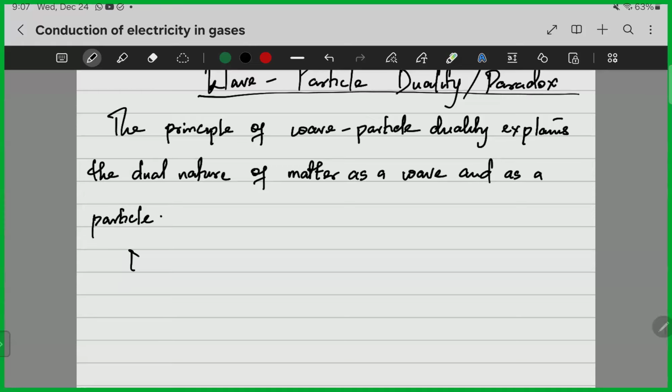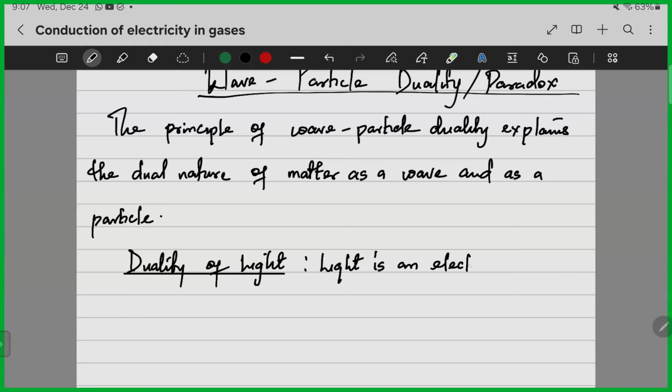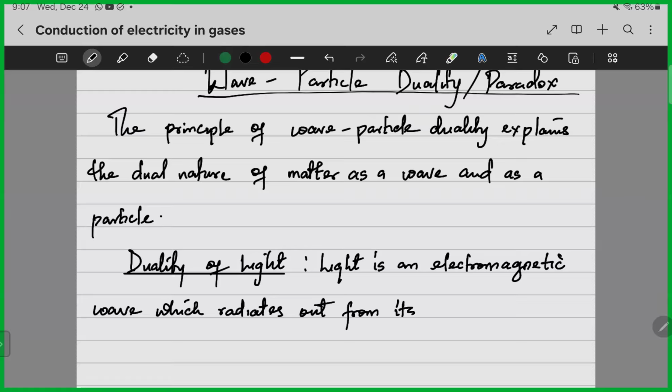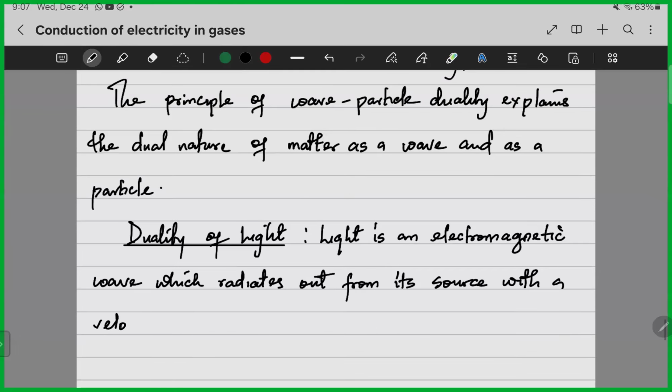Let's now quickly start with the subheading duality of light. Light is an electromagnetic wave which radiates out from its source with a velocity of 3 times 10 to the 8 meter per second.